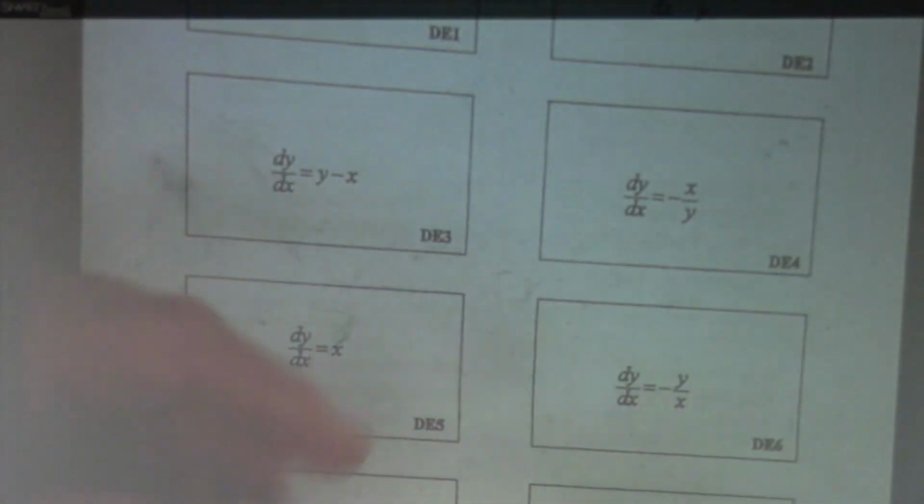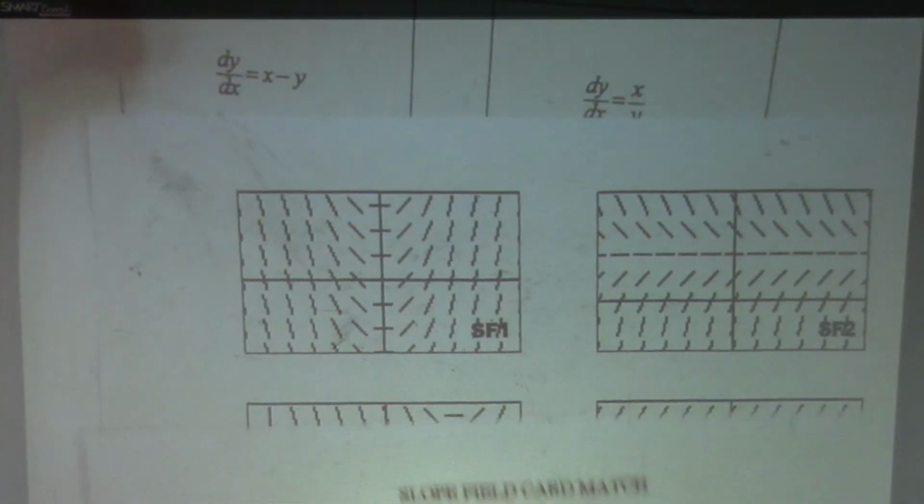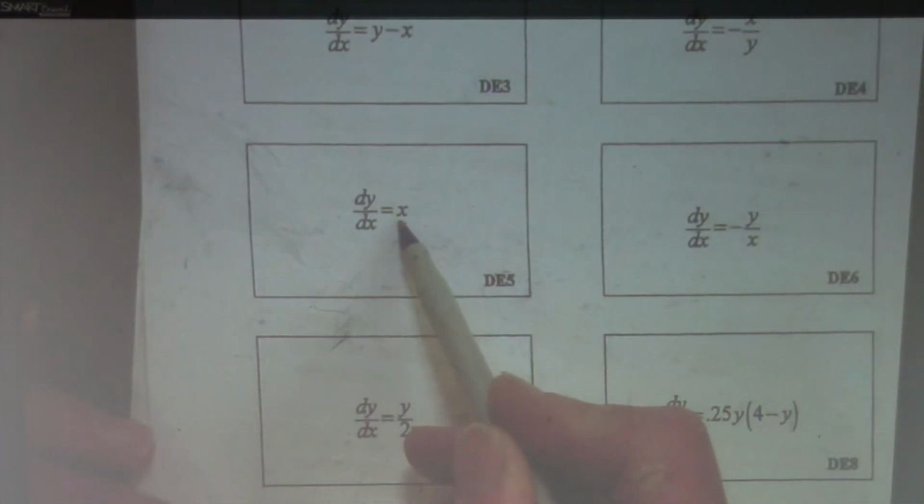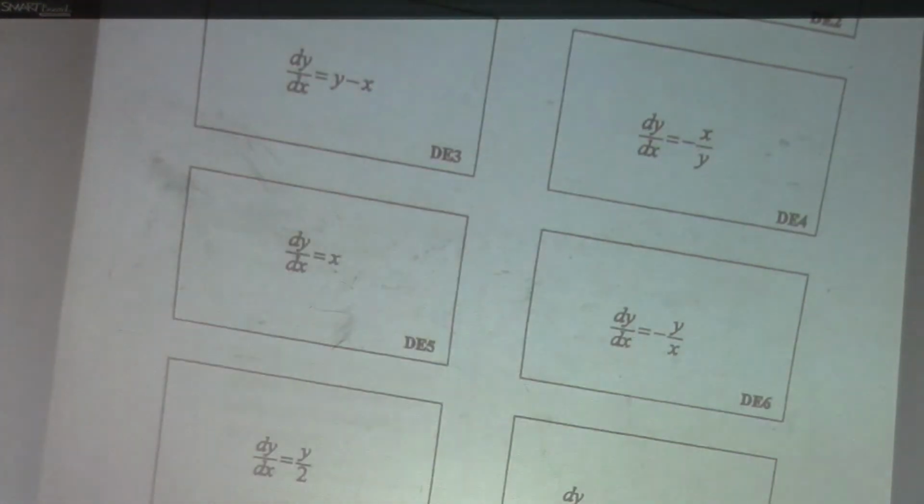So for example, for slope field 1, you're going to say what differential equation should go with that, and then which conclusion card should go with it. So what you might do is get to the ones that are easily identifiable. For example, if you don't have any y's in your differential equation, like DE5 here, I should see column formatting on my slope field. Look at DE7. If I don't have any x's, I should see row formatting on my slope field. So use some of those little tricks we've learned and start to match these up, and the more you go, there'll be fewer choices for the rest.